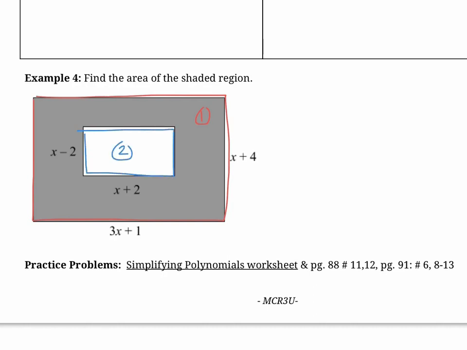And we know to find the shaded region, we just have to take area 1 minus area 2. So we just got to find those two areas separately. So area 1 is the red one, and area 2 is the blue one. And we just got to figure out what's the big one minus the small one, and what we're left over with is the area of the shaded region.